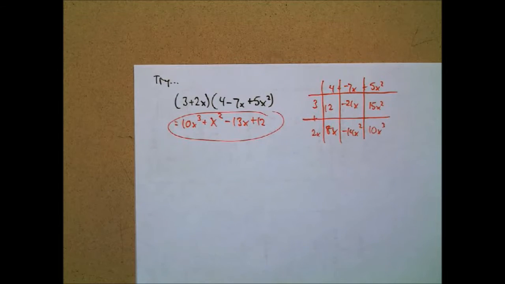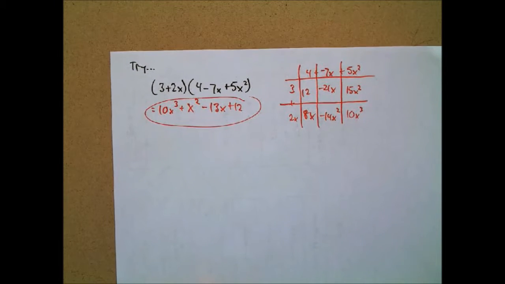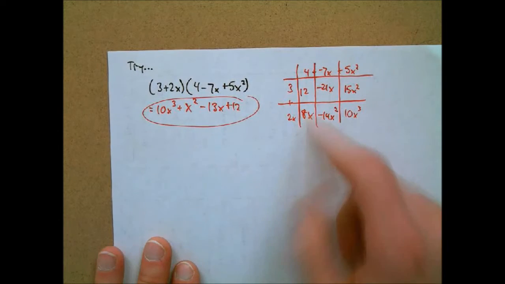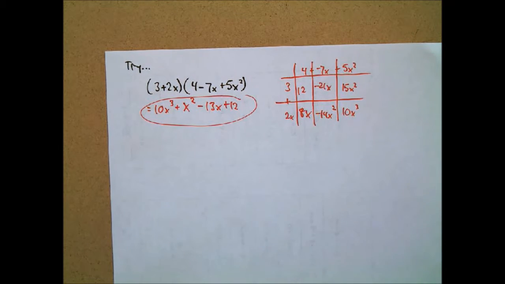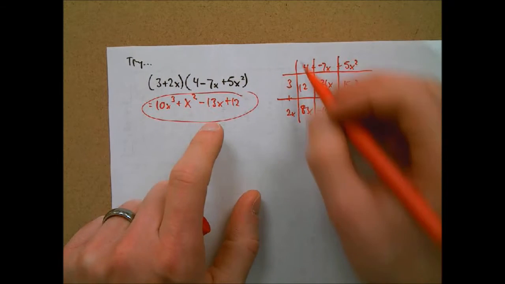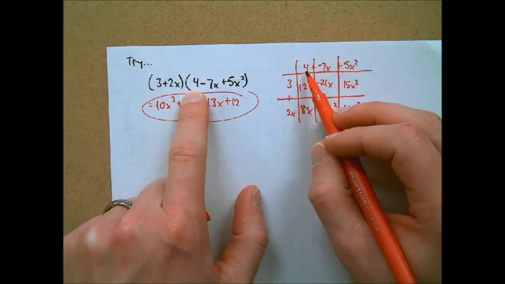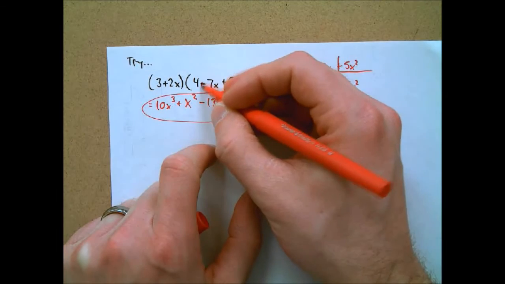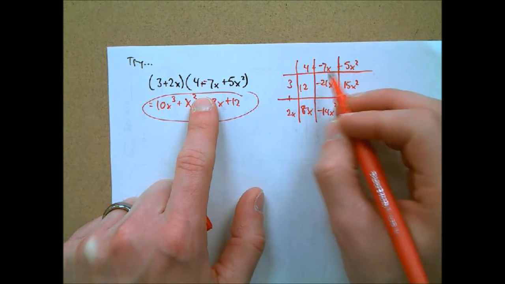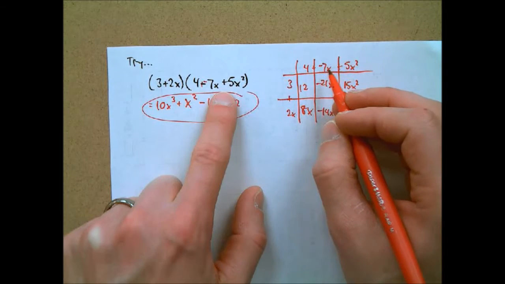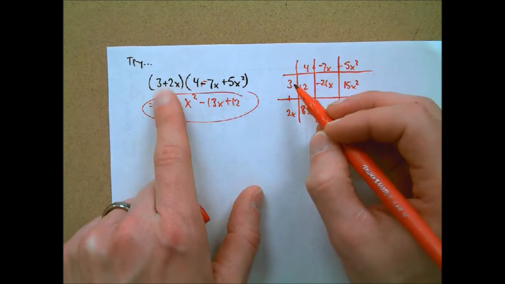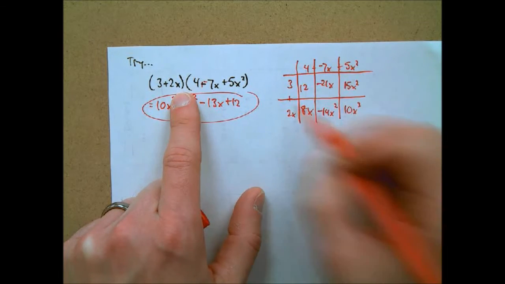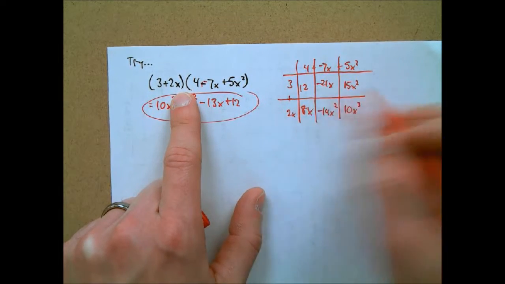Right there, 10x cubed plus x squared minus 13x plus 12. I chose to do the little table here. One thing I want to point out about the table: I just made a little chart. I put the 4, and instead of a minus 7x, I made it plus negative 7x. So instead of minus 7, I made it plus negative. Same thing, though, but it's helpful because you can see the minus sign more easily. And then the plus 5x squared. And down the side here, I put the 3 plus 2x. And then again, I just drew lines through all the plus signs to create these 6 cells.